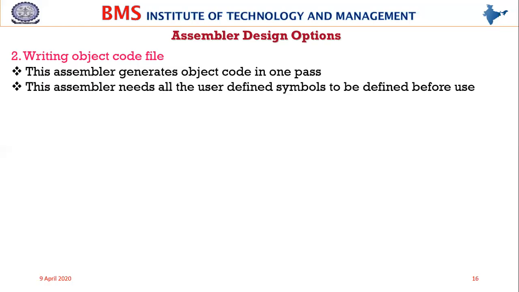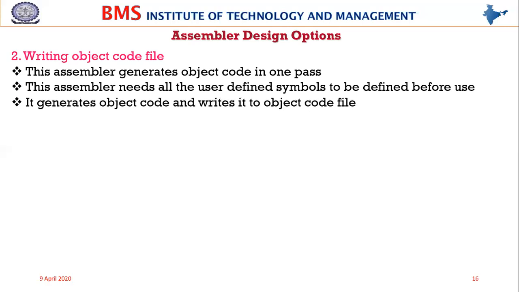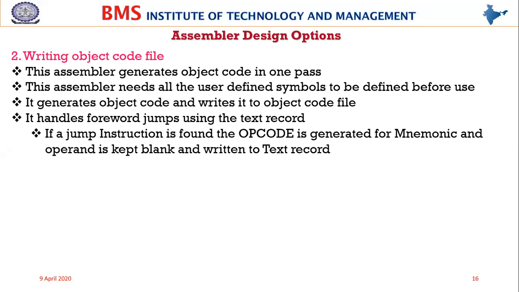A variant of this is again a one-pass assembler, but one which writes the object code. The assembler generates the object code in one pass. It needs all the user-defined symbols to be defined before everything is done. It generates the object code and writes it into the object code file format, which contains the header record, text record, end record, all those things. So it handles the forward jumps using a text record.